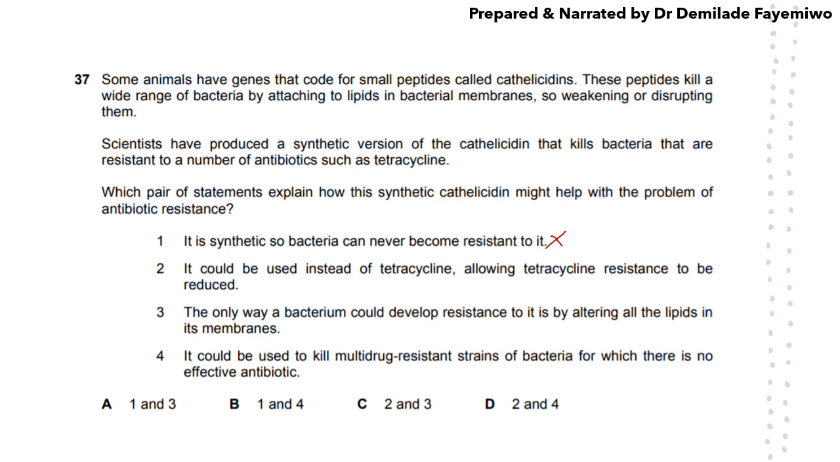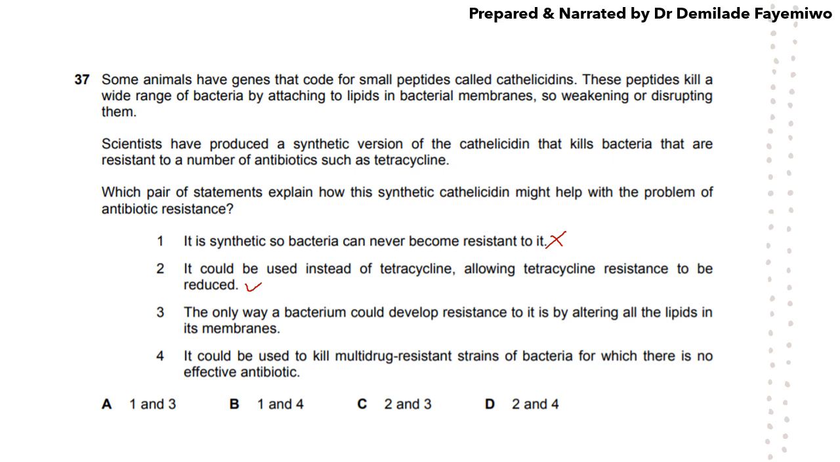2 says it can be used instead of tetracycline, allowing tetracycline resistance to be reduced. That is correct. Now remember that the more we use antibiotics, the more resistant the bacteria become. So if we reduce our use of antibiotics and we use synthetic molecules like cathelicidin, then we might be lucky and have tetracycline resistance reduced. Also because bacteria pass resistance to one another. So 2 is certainly a possibility.